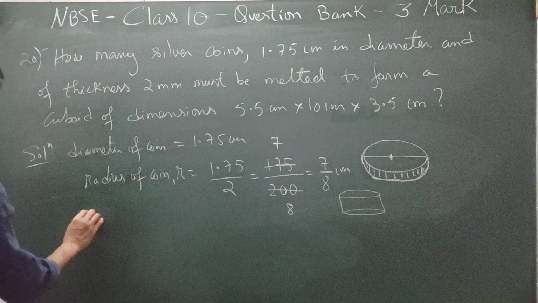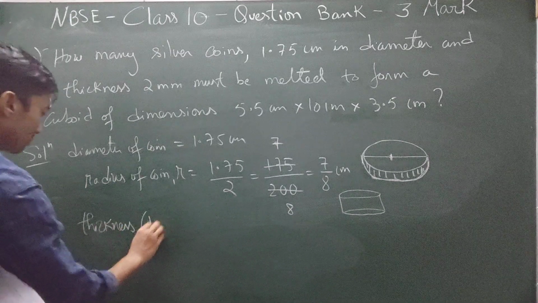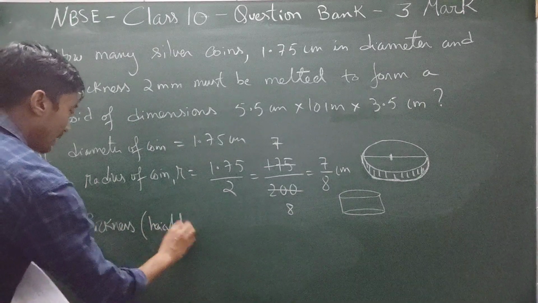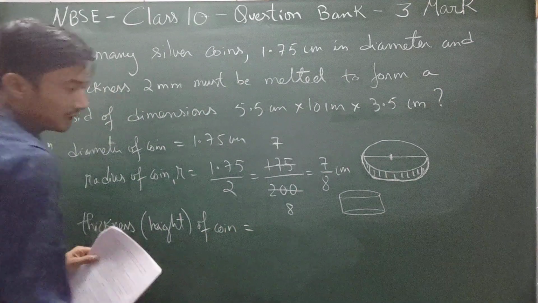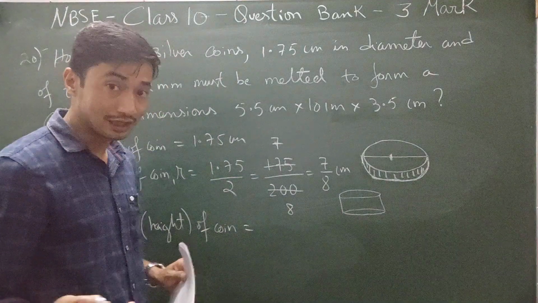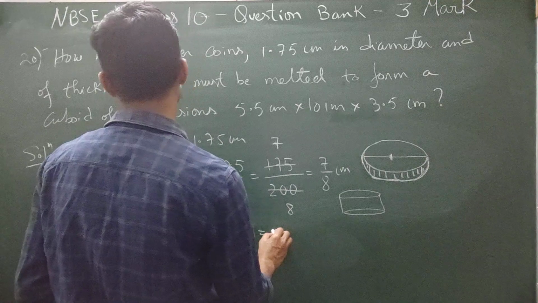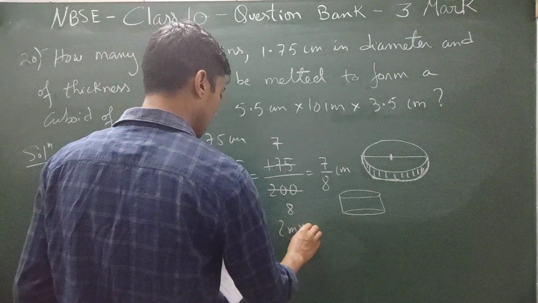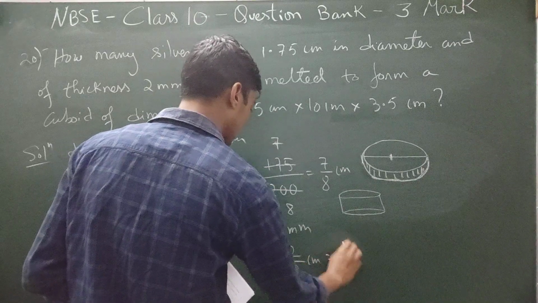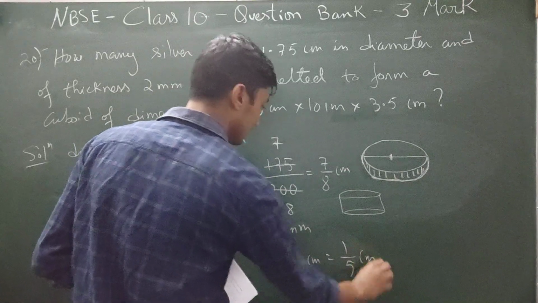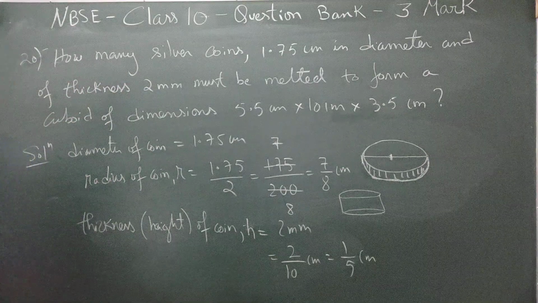And thickness, which can be considered as the height of the coin. As I said, it acts like a cylinder. So height of the coin, h, is given to us as 2 millimeter. 2 millimeters is like 2 by 10 centimeters, so that's 1 by 5 centimeter. The unit has to be the same, so we'll have to keep it as centimeter.